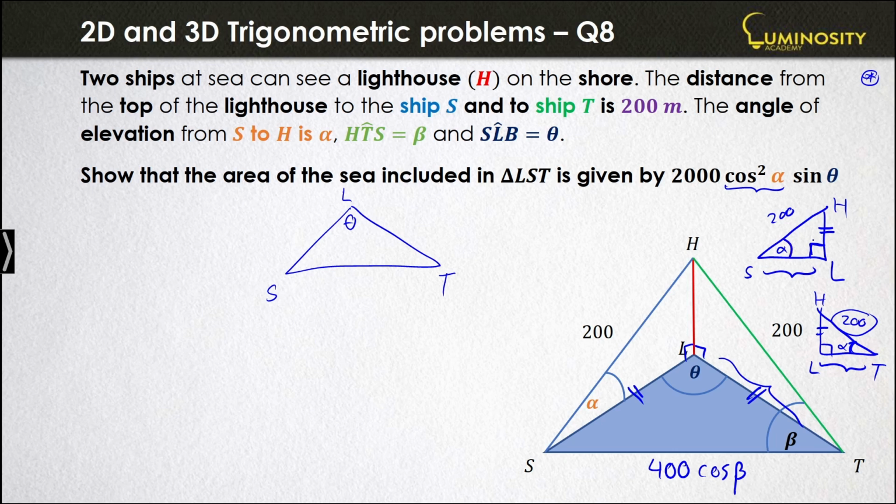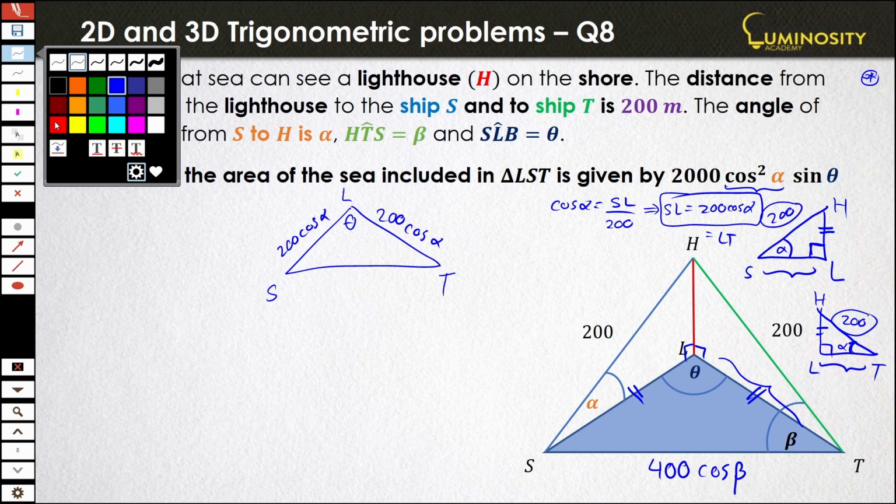Well, I know I have an alpha, I know I have a hypotenuse length, and I'm looking for the adjacent length. So I could say that the cos of angle alpha is adjacent SL over hypotenuse 200. So therefore the length SL is 200 times cos alpha. And that's really important, okay? And that's equal to LT as well by the congruency. So this length here is 200 cos alpha, and this length here is 200 cos alpha. So now I can use the area formula.